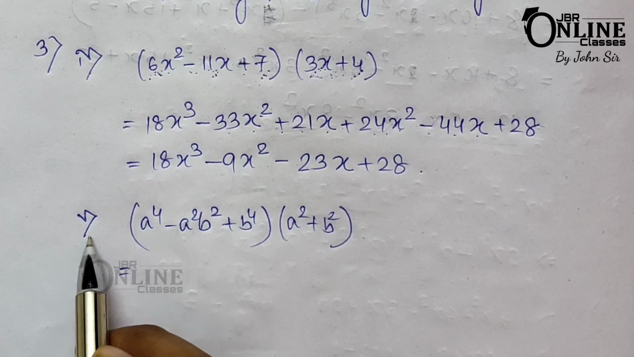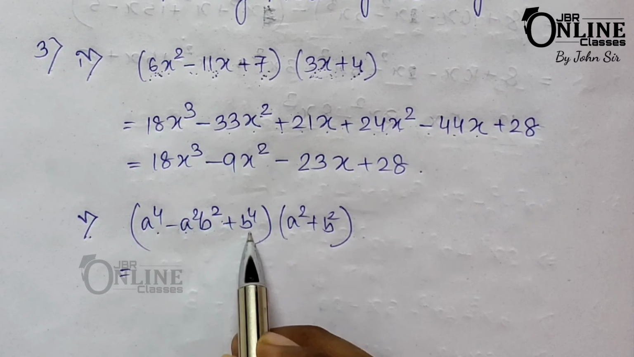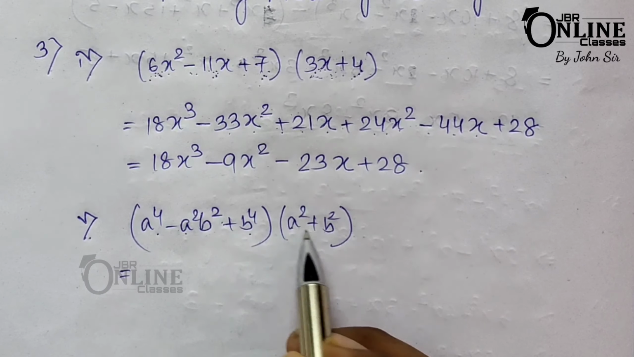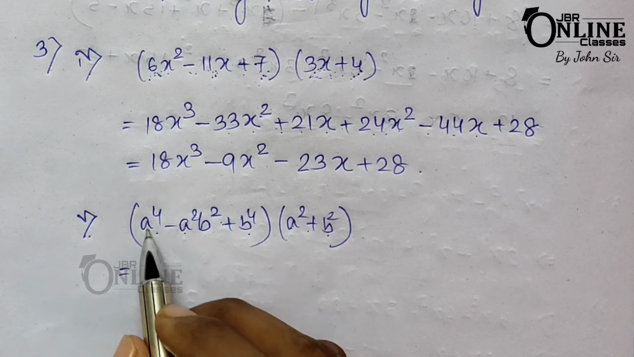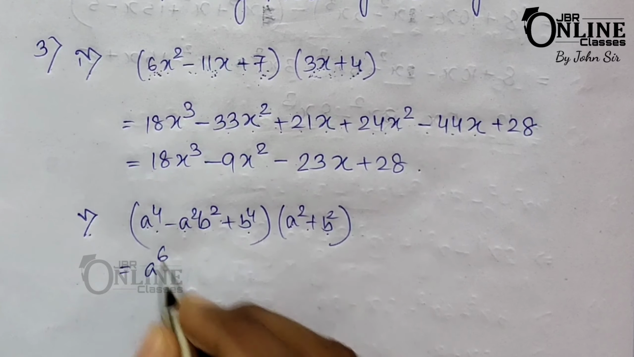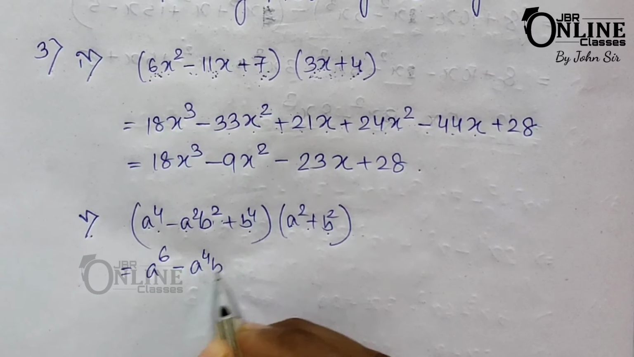Now next one, sum number 5. A to the power 4 minus a square b square plus b to the power 4, multiply with a square plus b square. So first you have to multiply a square with each and every term. A to the power 4 times a square becomes a6, then minus a square times a square b square, that is a4 b square.